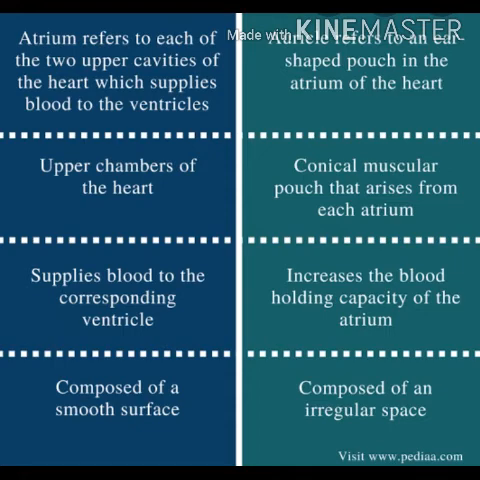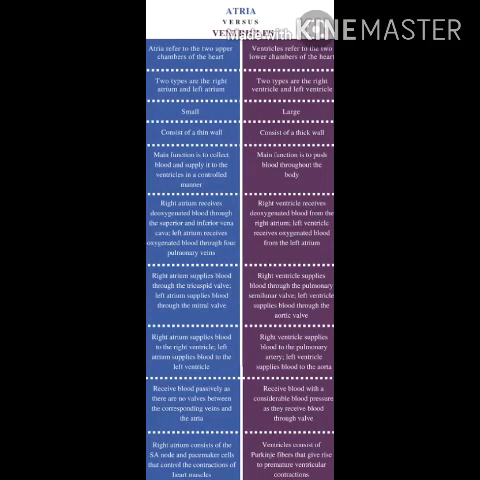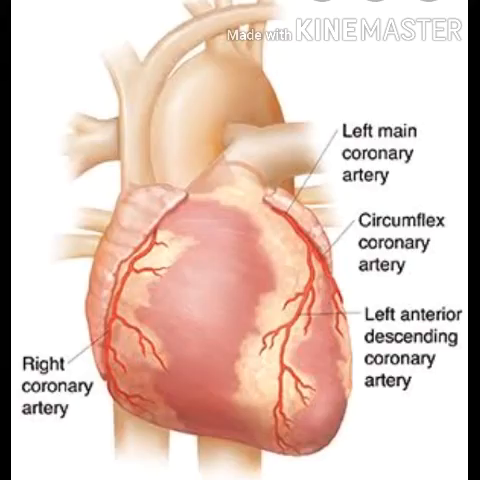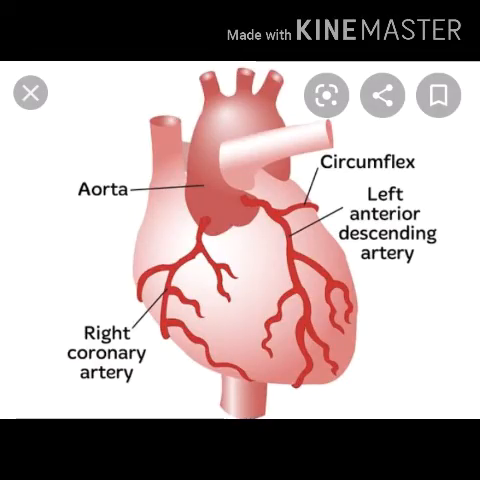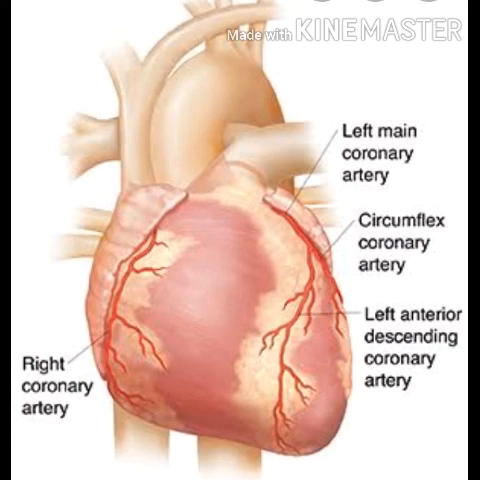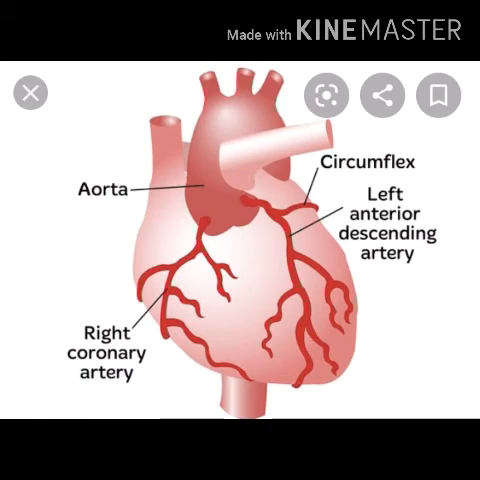Now let's move on to the blood vessels that supply blood to the heart itself. The coronary arteries supply oxygenated blood to the heart muscle. They branch off from the systemic or dorsal aorta. There are two main coronary arteries. One is the left main coronary artery, which supplies blood to the left atrium and ventricle, and the right main coronary artery supplies blood to the right atrium and ventricle.